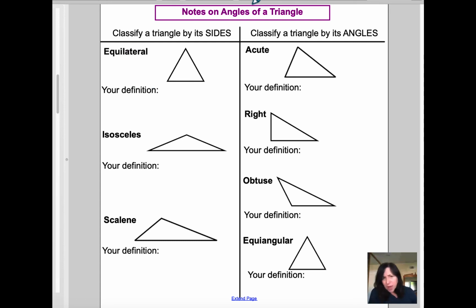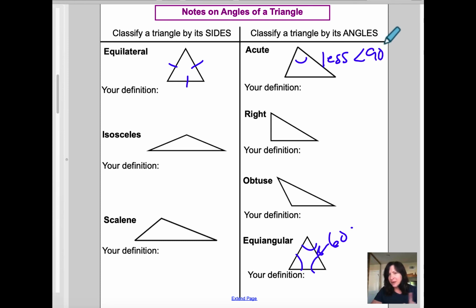We went over these values last week, just classifying triangles and sides. I just want to reiterate what we talked about. If you have an equilateral triangle, all three sides are congruent. If all three sides are congruent, then all three angles are congruent, and therefore all three angles are actually 60 degrees. For an acute triangle, all three angles are less than 90 degrees.